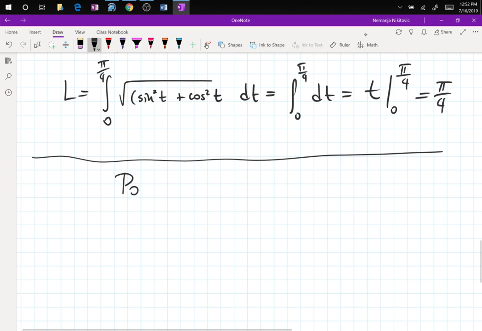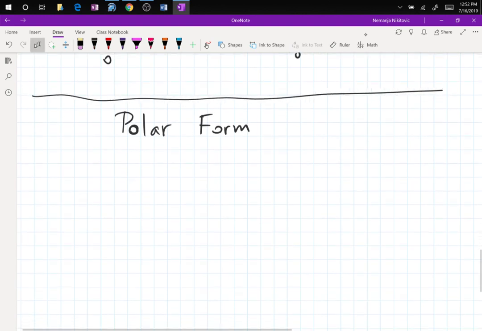And now we are left with polar form. Now, for polar form, we need to remember a few things. One of those would be that x is equal to r cosine theta, and y is equal to r sine theta as the conversion. So we need to have that on the side, because what I'm going to do here is I'm going to write my parametric form.